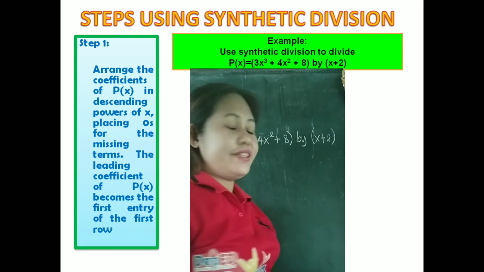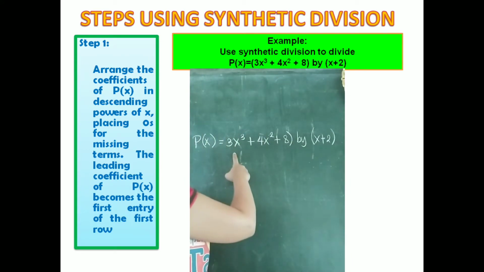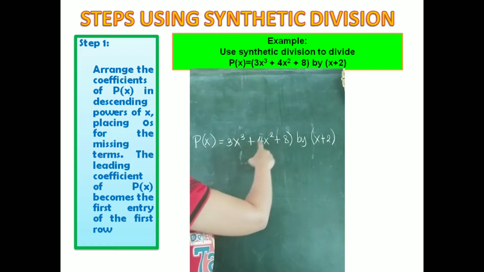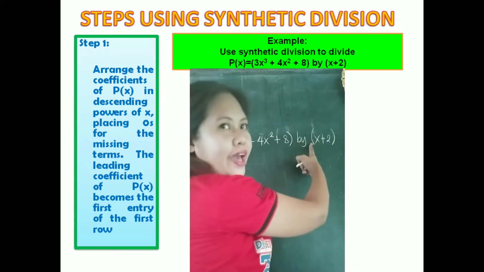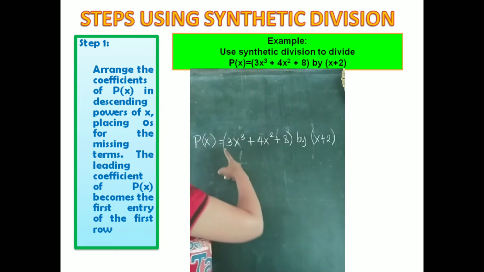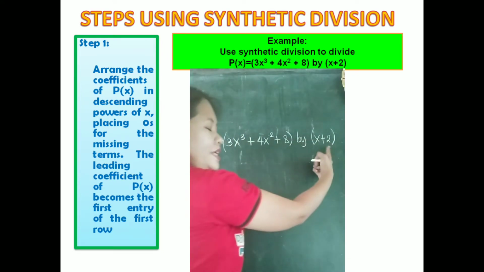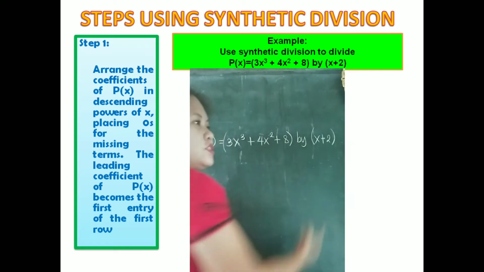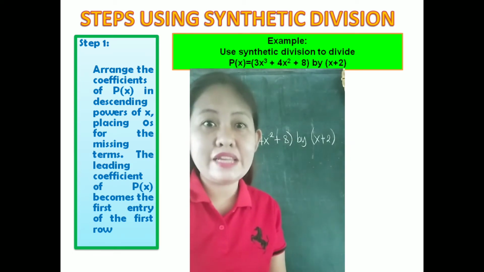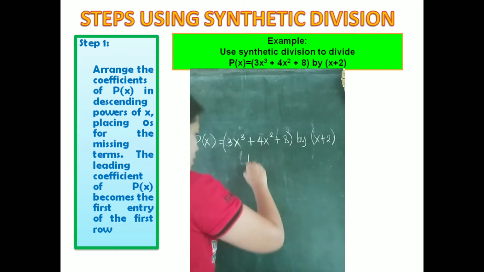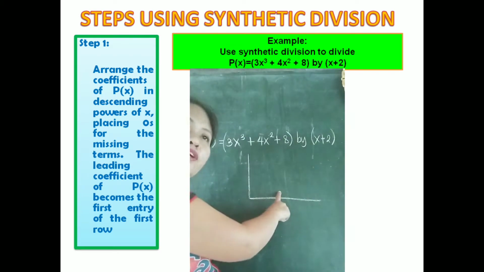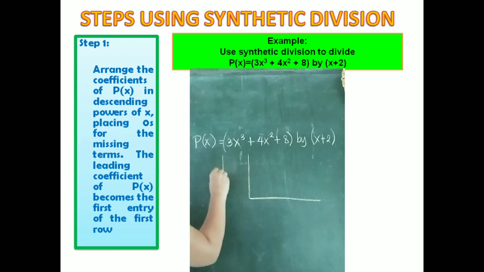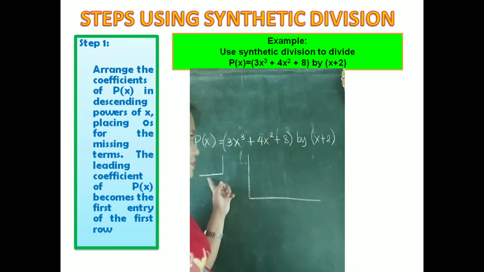Okay, example. p of x is 3x cubed plus 4x squared plus 8, divided by x plus 2. This is our dividend and this is our divisor. So how do we do synthetic division? Okay, we'll make it like this. This is intended for your dividend, and this is intended for your divisor.